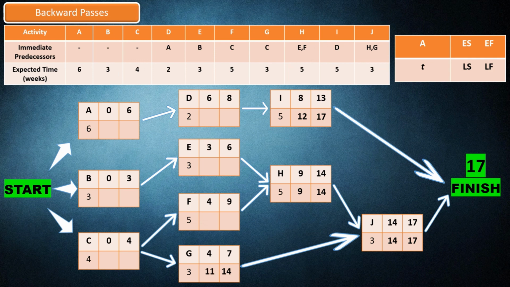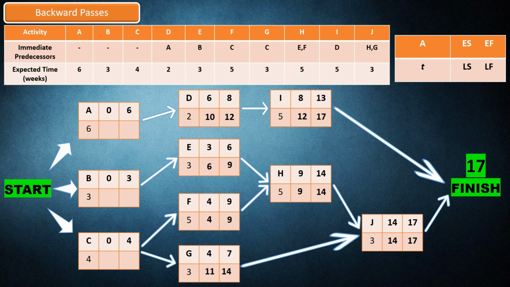Activity F is the predecessor of activity H, so the latest finish of activity F is 9. Then, activity F needs 5 weeks to be completed, so the latest start is 4. Activity E is the predecessor of activity H, so the latest finish of activity E is 9. Then, activity E needs 3 weeks to be completed, so the latest start is 6. Activity D is the predecessor of activity I, so the latest finish of activity D is 12. Then, activity D needs 2 weeks to be completed, so the latest start is 10.